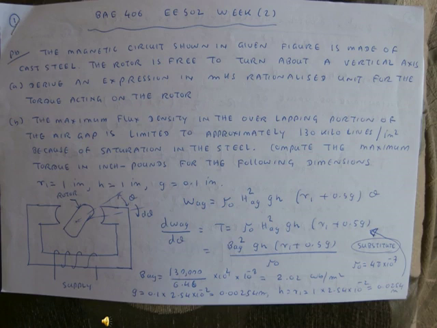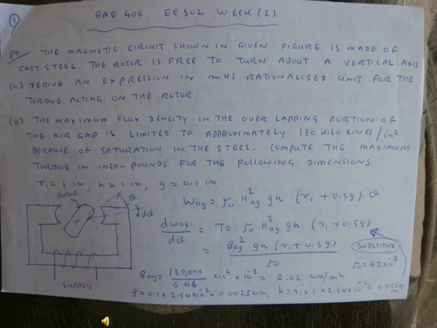So we differentiate. Differentiation of the energy W_AG with respect to theta, dW_AG by d theta, is T. T is the torque, so the torque can be calculated: mu 0 H_AG square times G H multiplied by R1 plus 0.5 G. That is equal to B_AG square by mu 0 times G H multiplied by R1 plus 0.5 G. In this case we have to calculate B_AG.